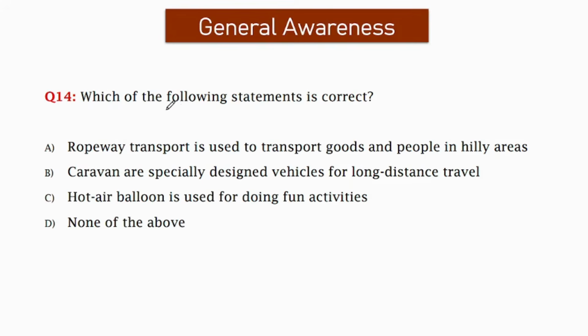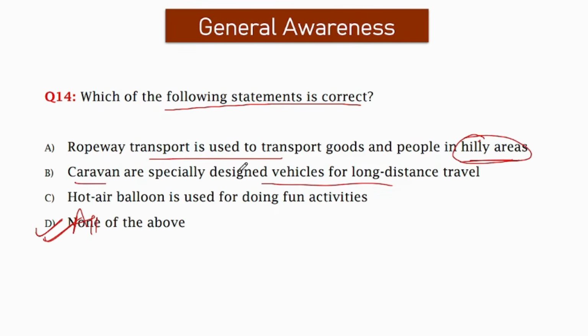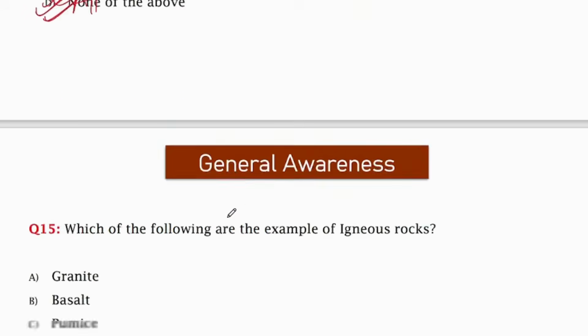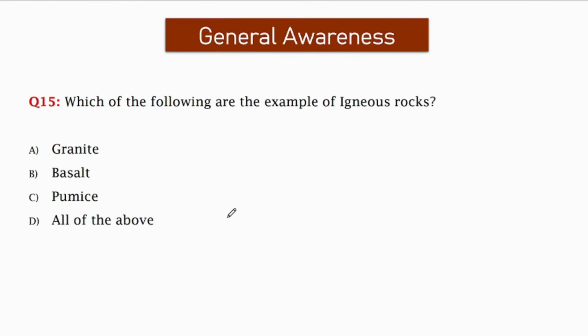All right. So let's answer this question. Which of the following statements is correct? Here the options should be all of the above, right? That's the right option. Ropeway transport is used to transport goods and people in hilly areas. The keyword is hilly areas. Caravans are especially designed vehicles for long distance travel. And hot air balloon is used for doing fun activities. So all of the above. Okay, so let's move on to the next question.